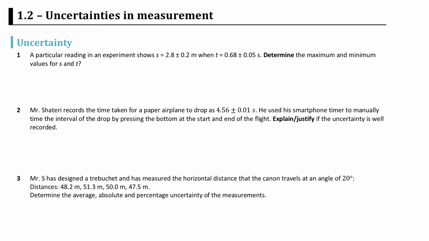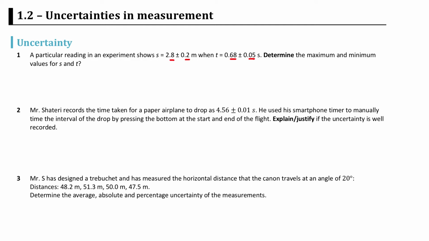In the first question, we're told that we got a particular reading in an experiment, and it shows that s is equal to 2.8 plus or minus 0.2 meters, and t is equal to 0.68 plus or minus 0.05. Note that these are nicely written because we have the same number of decimal places in the indicated value and the uncertainty in both cases, and our uncertainty is also written in one significant figure.